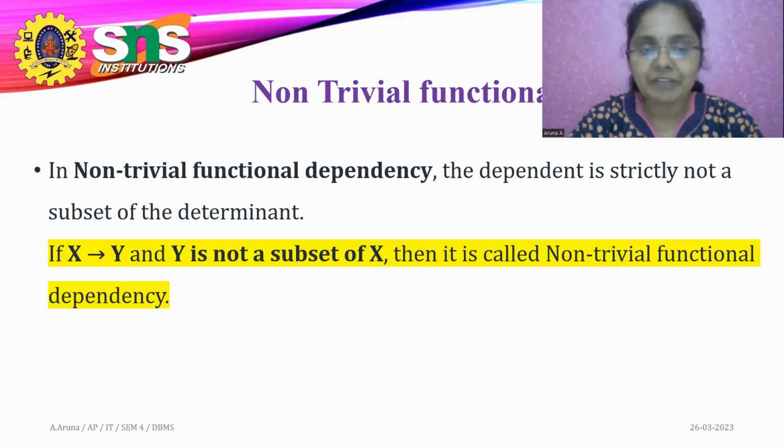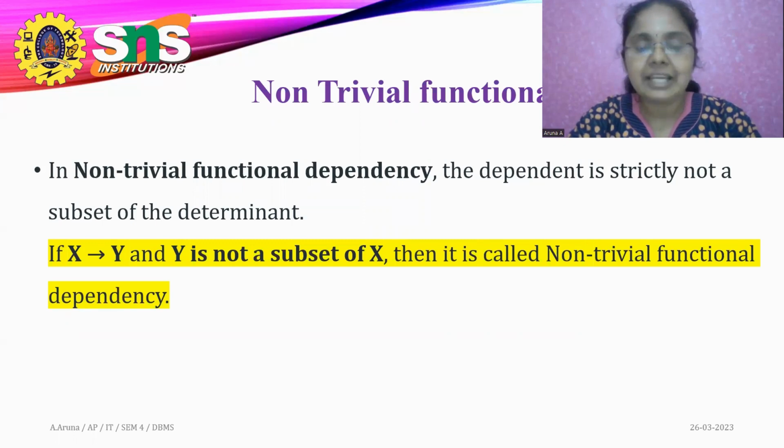The next one is non-trivial. Non-trivial is just the opposite of trivial. We know that in a trivial dependency Y is a subset of X. In non-trivial, Y is definitely not a subset of X. In that case, it may or may not be a functional dependency. Only once we strictly check the tuples inside that relation can we identify whether it is valid or invalid. These come under non-trivial.